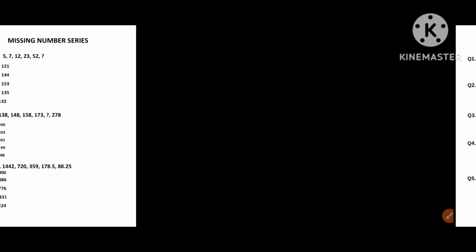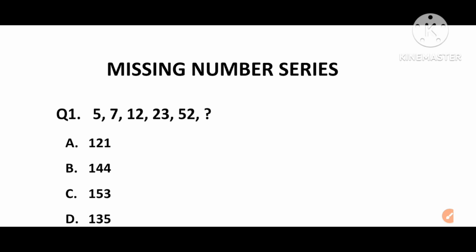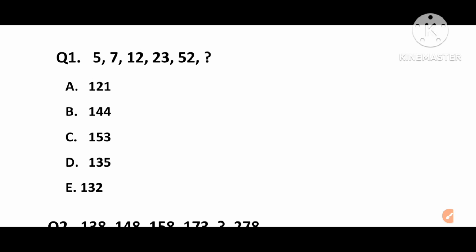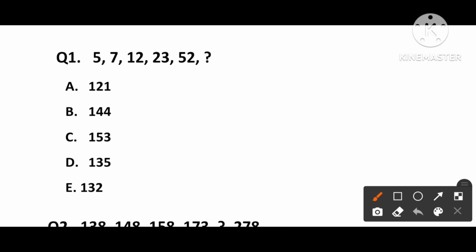Now it's time to solve a missing number series. Let's see the first question. Let's see the difference between these two, which will be 2. Here the difference between these two is 5. Here the difference is 11. The difference between these two is 29. Let's see the double difference. Here the difference is 3.